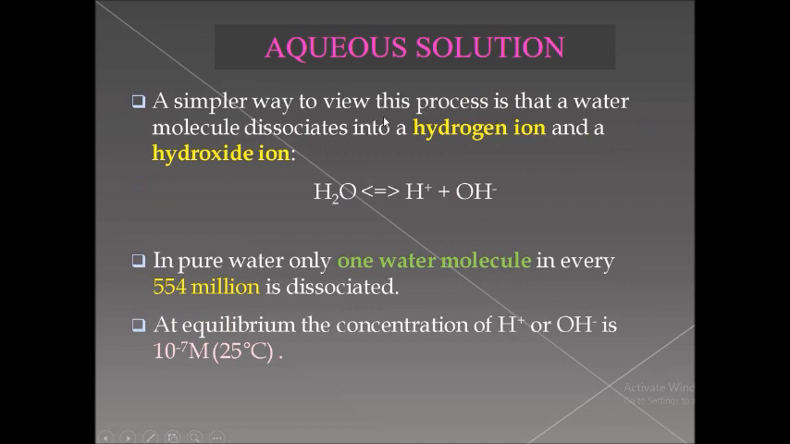So a simpler way to view the process is that water molecules can dissociate into a hydrogen ion and a hydroxide ion. In pure water, only one water molecule in every 554 million is dissociated. At equilibrium, the concentrations of hydroxide ion and hydrogen ion are about 10 to the power of negative 7 molar at 25 degrees Celsius.